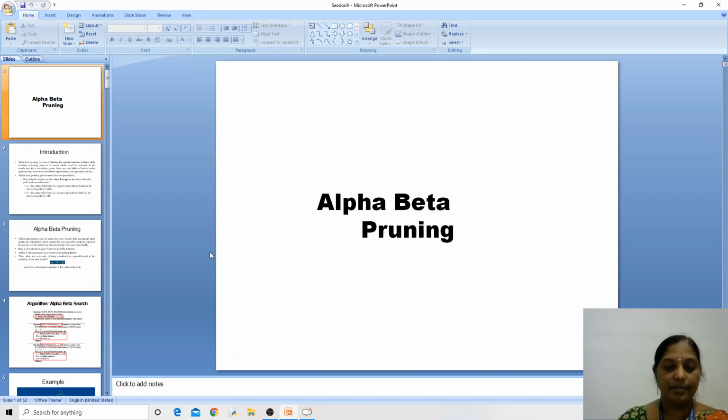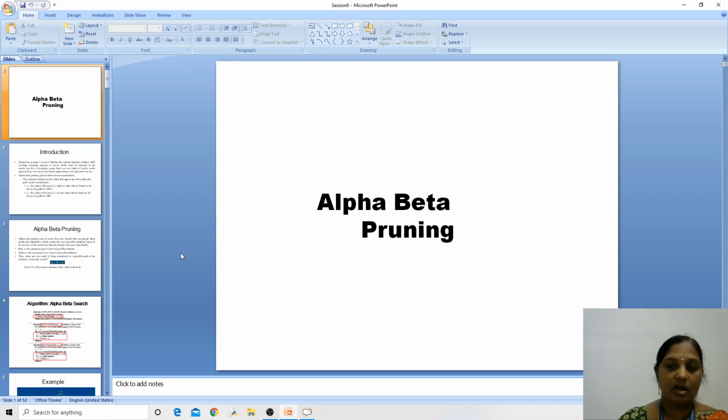In alpha beta pruning, we use the method of cutting off the search. That means we are not exploring some nodes which are not necessary. That is called pruning. Unnecessary searching or exploring of nodes, we are not doing it. We are just pruning it. That's why we call it alpha beta pruning.